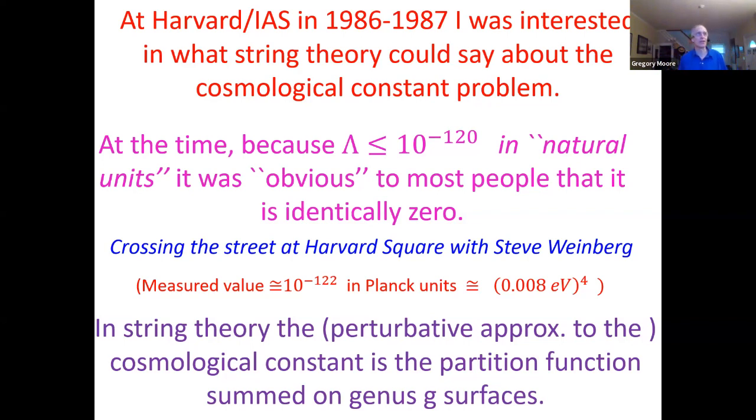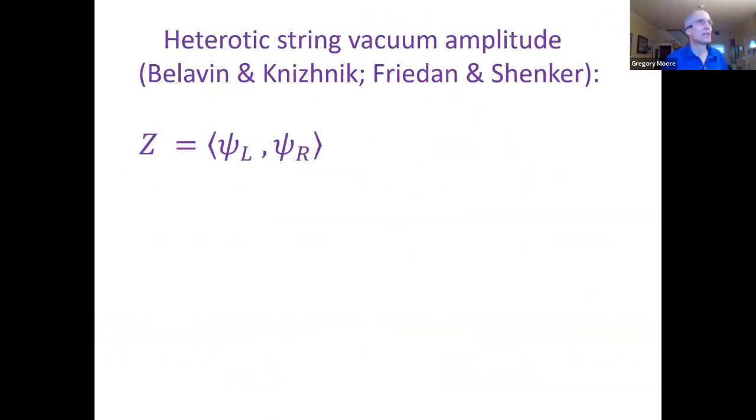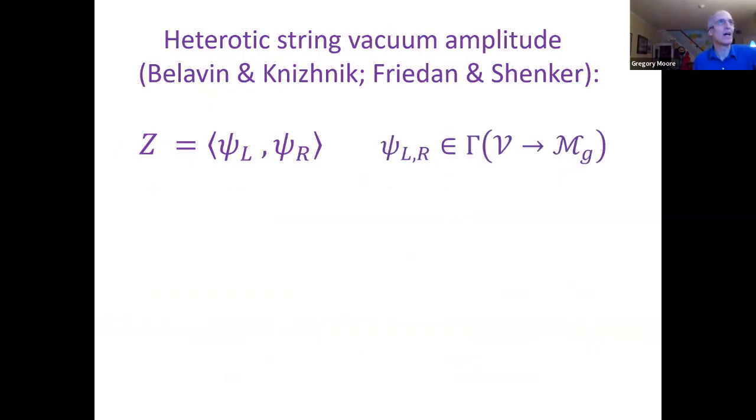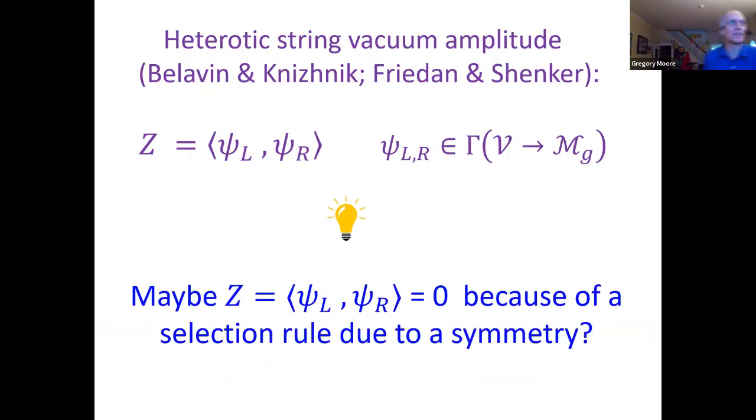So in string theory, the cosmological constant is the partition function summed on genus G surfaces. If you put together the heterotic string idea with Belavin and Knizhnik and Friedan and Shenker, you see that the cosmological constant is the inner product of two sections of a projectively flat vector bundle over the moduli space of curves. And so I had an idea, I thought it was a good idea, that maybe the cosmological constant is zero because there's a selection rule. There's some symmetry in which psi left and psi right transform in different representations, and it's a pairing that's zero because of a selection rule.